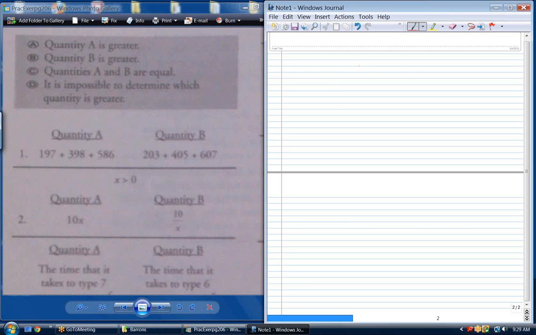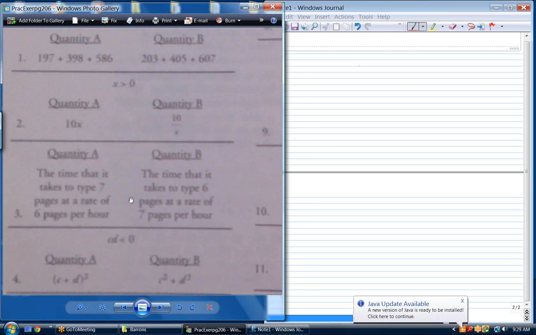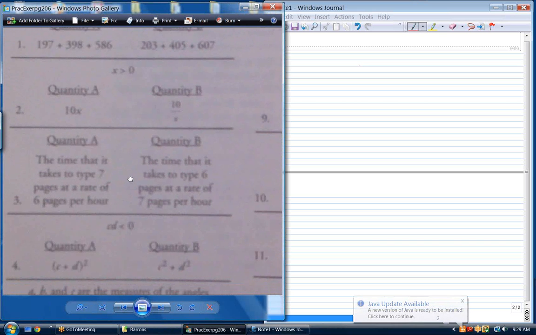All right, well, we finished with that particular practice type question. Let's go to the quantitative comparison questions. So number 1. I don't know if you can read those. That's 197 plus 398 plus 586 compared to 203 plus 405 plus 607. And quantity B is going to be greater. Good. And hopefully you notice that without using a calculator. Yes.